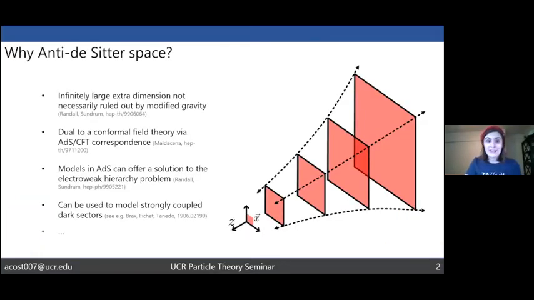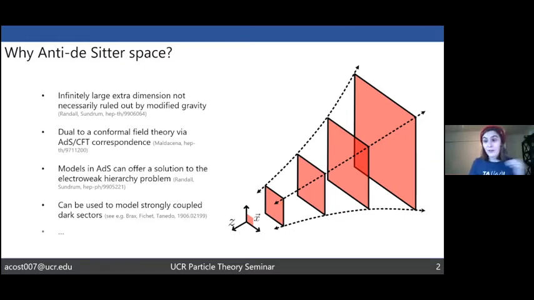Why anti-de Sitter space? Here I've listed a few reasons why you might be interested in studying theories in AdS. First, infinitely large extra dimensions are ruled out for flat space, but not in AdS, meaning that there's still this possibility of having an infinitely large extra dimension, which is still open, particularly in AdS, as pointed out by Randall and Sundrum.